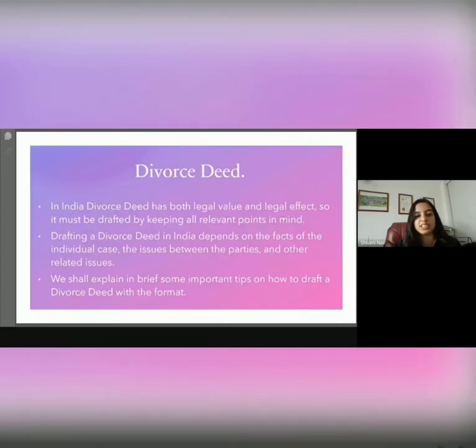Now, in India, a divorce deed has both legal value and a legal effect, so it must be drafted by keeping in mind all the relevant points. A divorce deed depends on the facts of the individual case. So the issues between the parties and other related issues are all supposed to be mentioned while drafting such a deed. We shall explain in brief some of the important tips on how to draft a divorce deed. I'll be sharing the format with you soon.